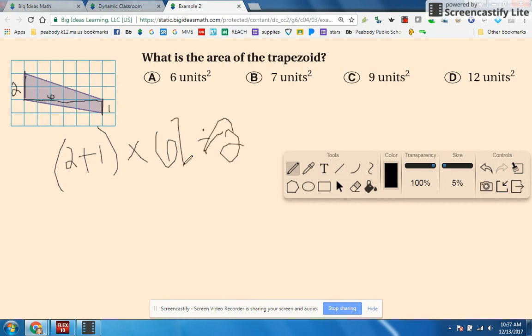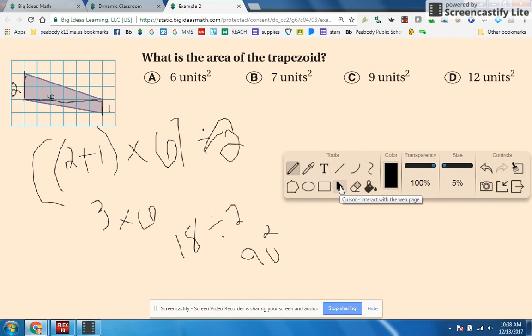Okay, so let's try this one. So 2 plus 1 is 3 times 6 is 18. And then 18 divided by 2 is 9. And then we're going to write 9 units squared. So U with a 2 over it. Okay? So I'm going to give you one of these to try.